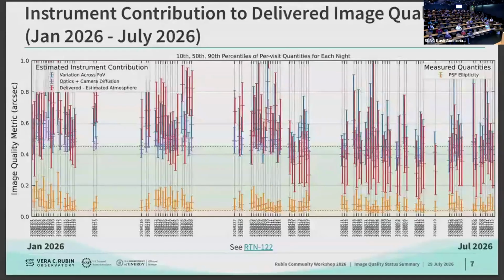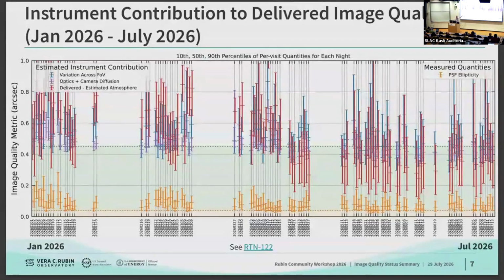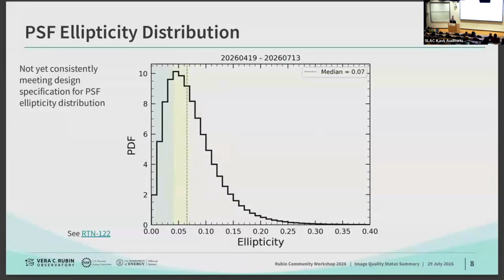Yeah, so this is a way of visualizing that information. This is showing per visit quantities, by each night. You can see that it's the 10th, 50th, and 90th percentiles of the distribution. So it's basically more common that there's some range of variation within the individual visits. Oftentimes there are significant portions of the focal plane that are very well behaved, and then it's just along the periphery that you see this tail of the distribution, and so that's part of where the continued attention is going.